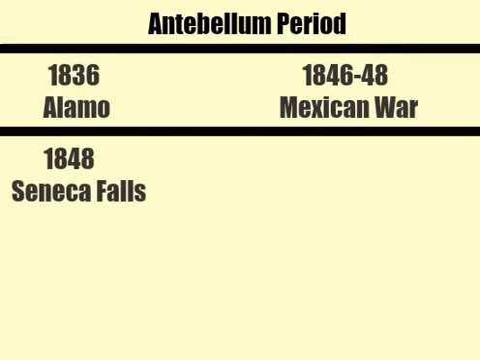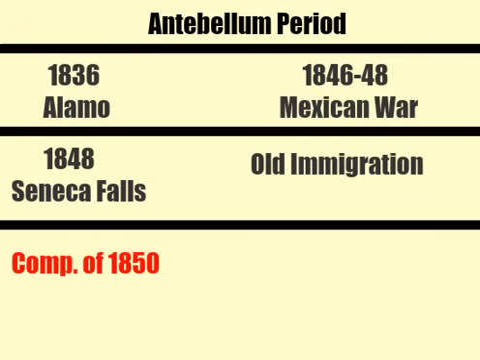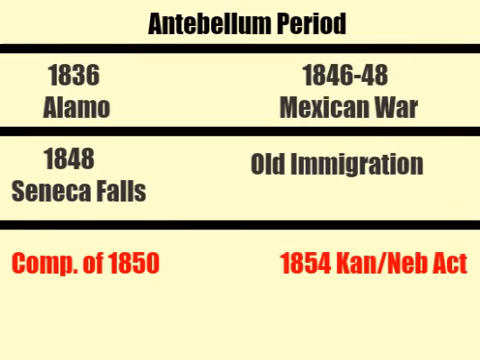Also in 1848, the Seneca Falls Convention. Note that from roughly 1845 to 1860, it's the first great wave of immigration, or old immigration, where the immigrants are coming mostly from Western Europe, from places such as Ireland. The second Manifest Destiny compromise was the Compromise of 1850. And the final one was in 1854 with the Kansas-Nebraska Act.